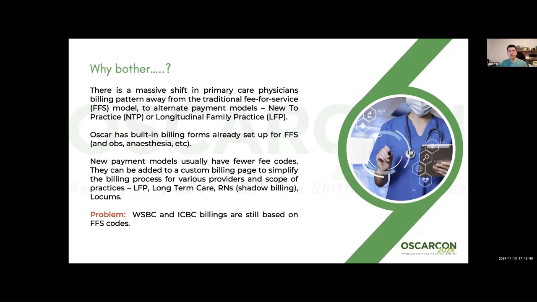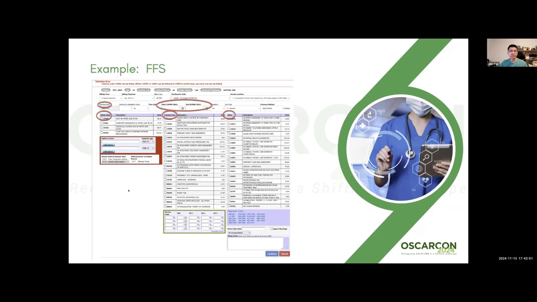The problem is WCB and ICBC are still based on fee-for-service codes for now. It gets pretty complicated and you need to pay attention to those, otherwise they get rejected claims.